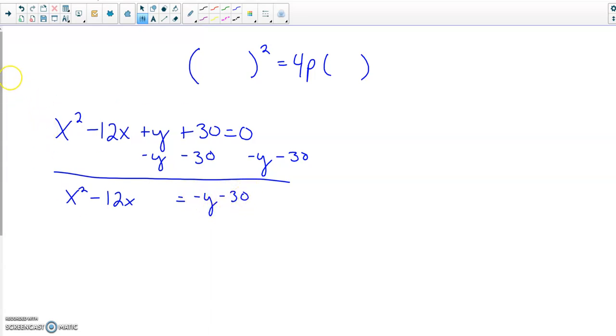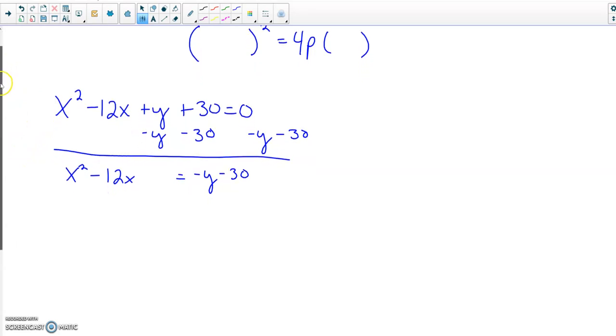Okay, so now what we're going to do is we're going to take this negative 12, make sure you pick up that negative sign. Okay, we get negative 6. And then we're going to take negative 6 and we're going to square it. We get 36. So what we're going to do is add 36 here and 36 here.